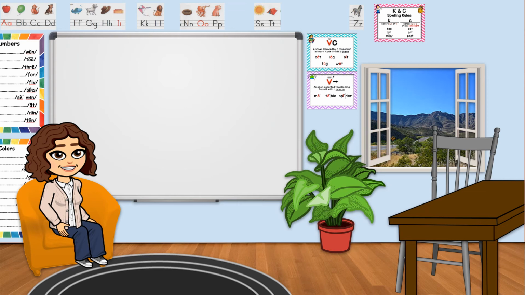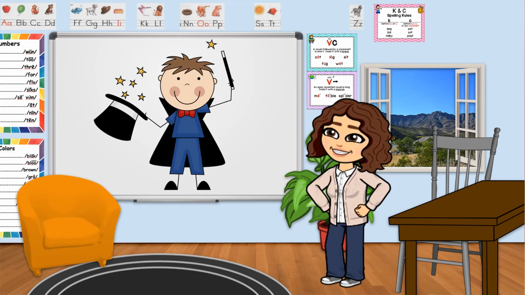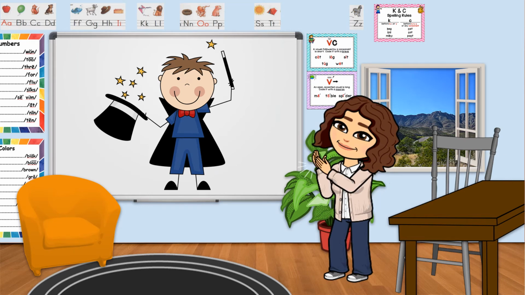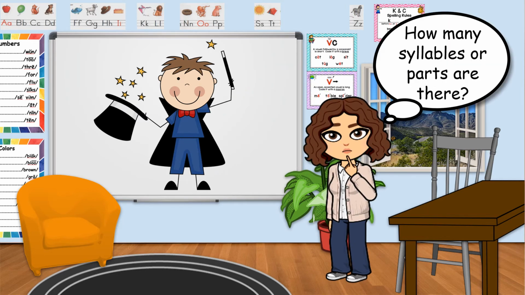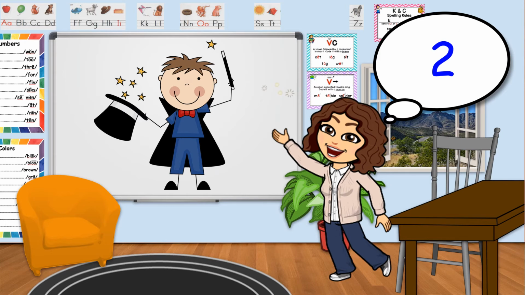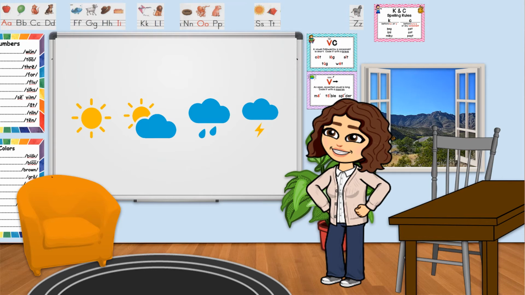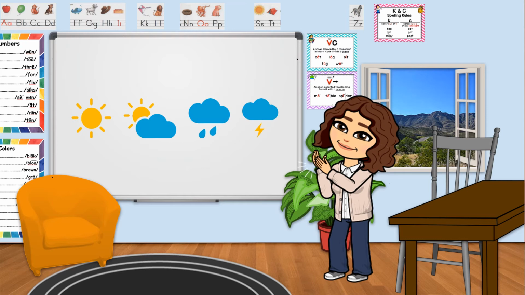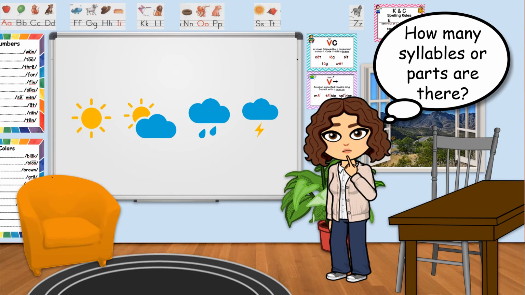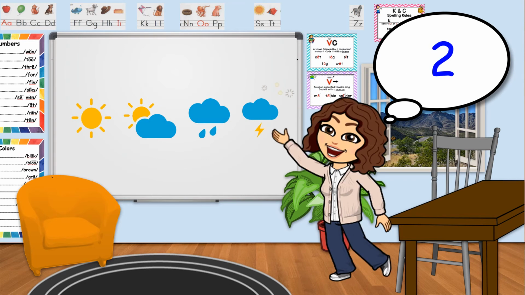Let's go ahead and let's practice some more with syllables. Magic. Let's clap it out. Magic. How many syllables are in this word? There are two syllables in this word. Weather. Let's clap it out. Weather. How many syllables are in this word? There are two syllables in this word.